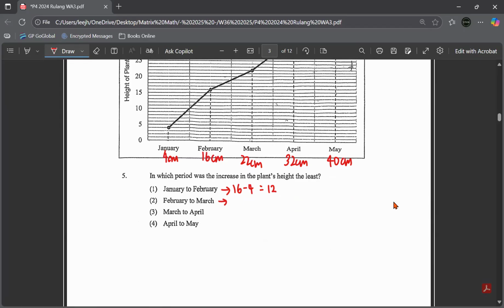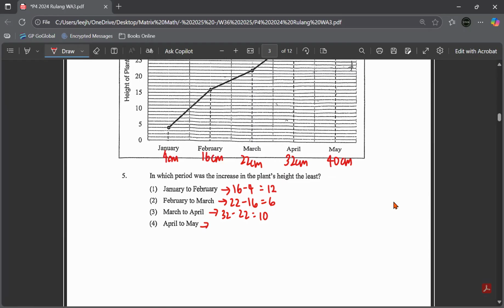Then February to March. February is 16. March becomes 22. So the difference is 22 minus 16, 6 cm, increase 6 cm here. March to April, April becomes 32. Before that, it was 22. So 32 minus 22, 10. So March to April, 10 cm increase.